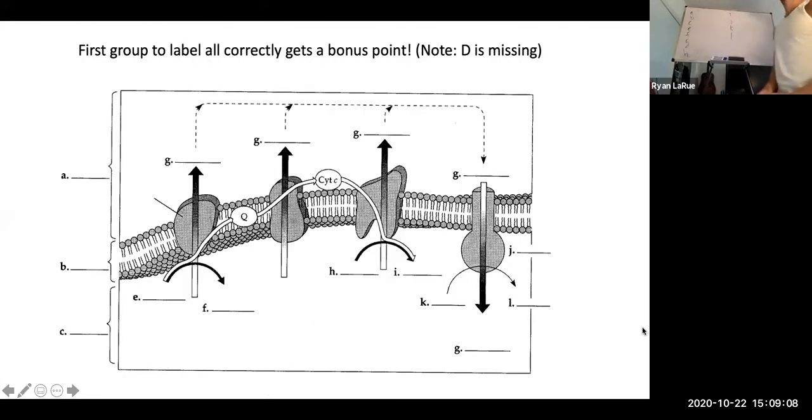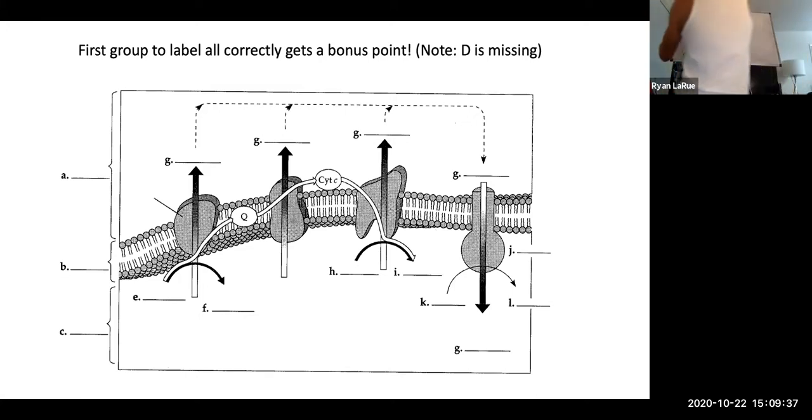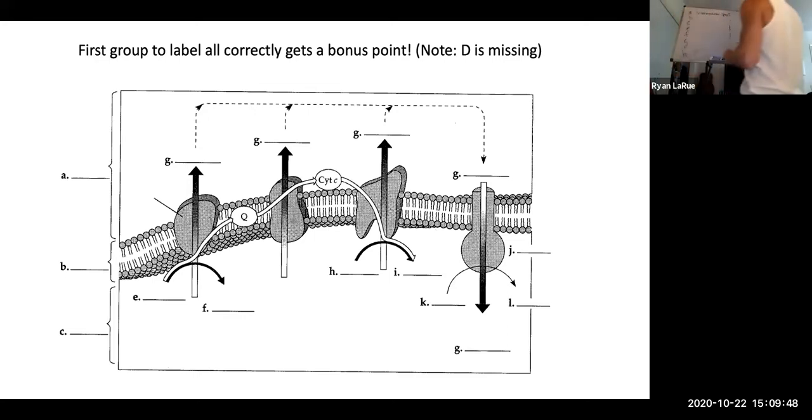All right, here's our electron transport chain, as you can see, that we did last time and went through in detail. So what was A? A is referring to the space, or the location rather. Yep, exactly. The intermembrane space, the space between the outer and inner membranes of the mitochondria. That's our intermembrane space. Awesome.